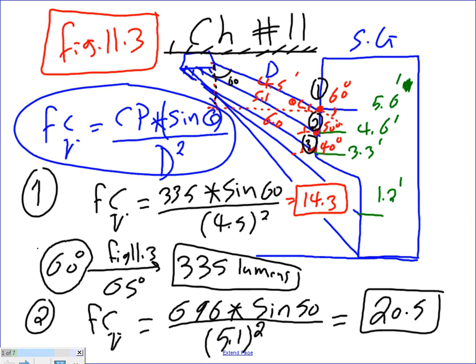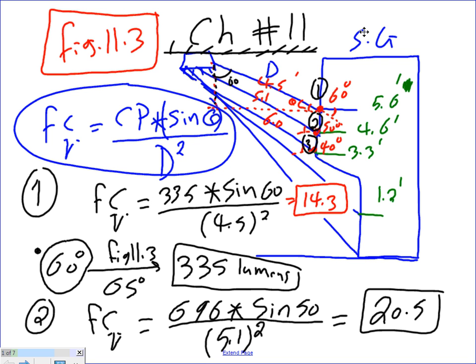Can you guys see where we can get it, right here, from 60, Fig 11.3? You have to go to 65, right? Why 65? Because I don't have 60 and I'm too lazy to do interpolation. So 65 gives you 335, plug it into the formula, and it gives you 14.3. Any question about 14.3? Straightforward, no gimmicks, nothing.